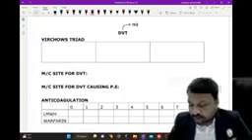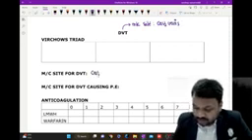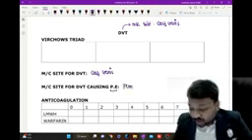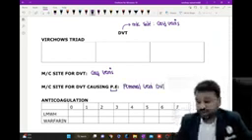Another important topic is DVT, that is deep vein thrombosis. Remember, the most common site for DVT is going to be the calf veins. If they ask, the most common site for DVT is the calf veins. But the most common site for DVT causing pulmonary embolism is going to be the femoral vein DVT.